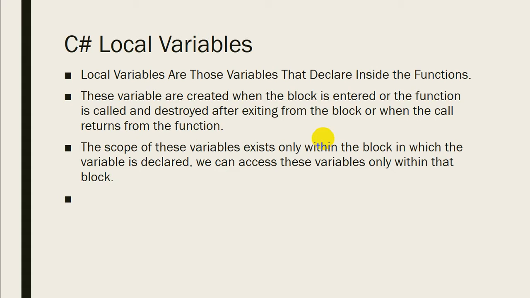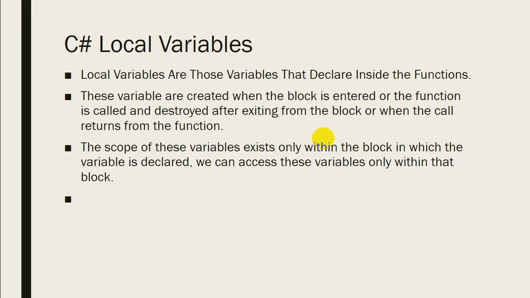This is my 8th video, and in this video I will talk about C# local variables. This topic is related to variable scopes. So what does local variable basically mean? Local variables are those variables that are declared inside the function. These variables can only be accessed inside the function. We cannot access these variables outside that function. These variables are created when the function is called, and destroyed after the function ends.